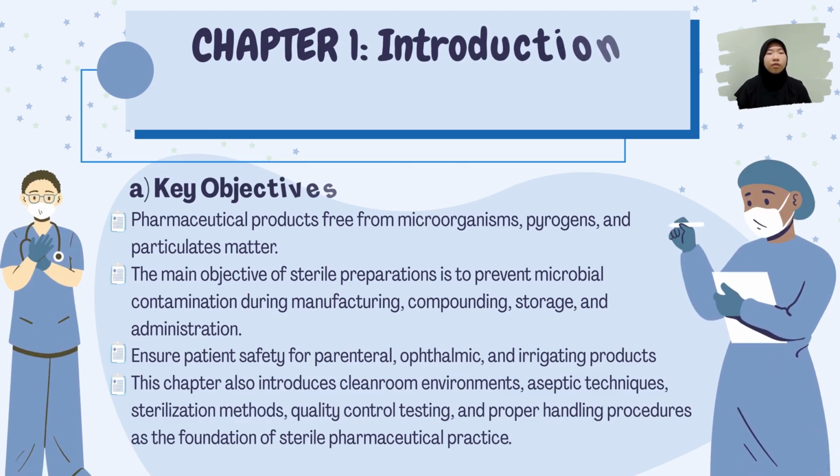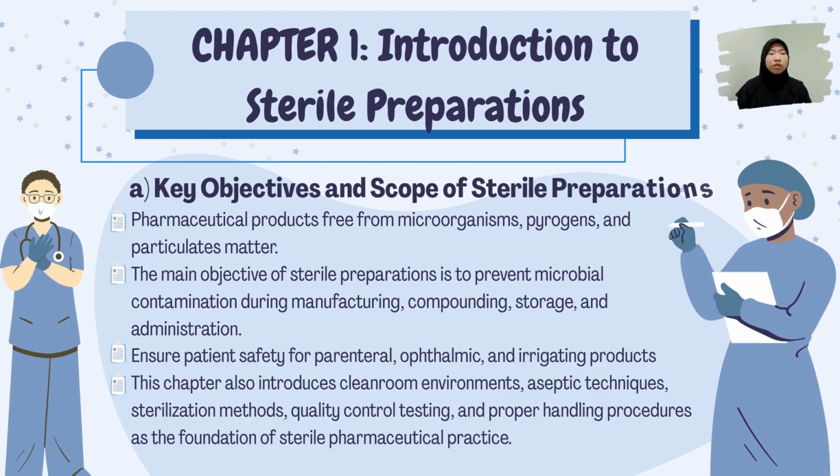Okay, next, let's take a look at chapter 1, Introduction to Sterile Preparation. Slide 1 is about the key objective and scope of sterile preparation. Sterile preparations are pharmaceutical products that must be completely free from microorganisms, pathogens, and particulate matter to ensure patient safety. The main objective of sterile preparation is to prevent microbial contamination during manufacturing, compounding, storage, and administration.